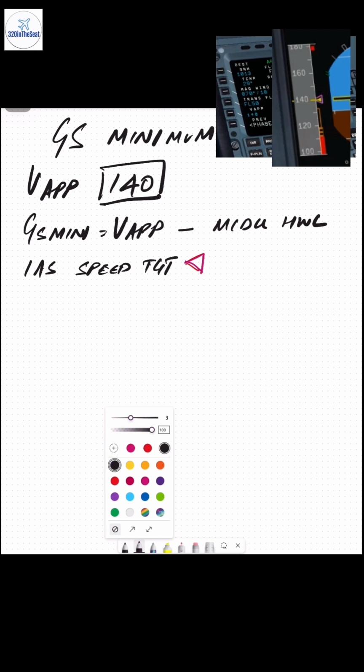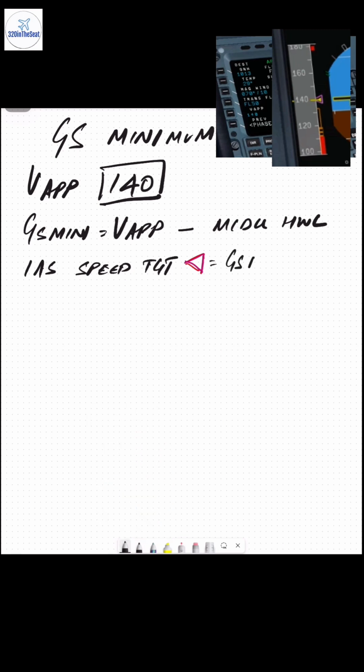So the IAS speed target as a function of GS mini varies as GS mini plus the actual headwind component. How does the aircraft know what the actual headwind component is? It gets it from the ADIRS, the same source which indicates the wind velocity on your ND.